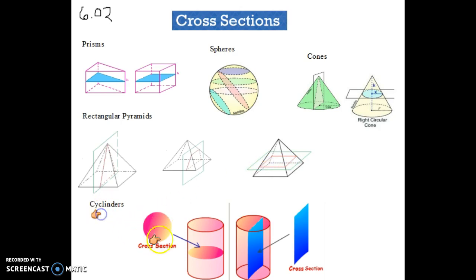For cylinders, if I slice it horizontally, I'm going to get a circle. If I slice it vertically down the center, I'm going to get a rectangle. So depending on how you're slicing it, you can get various shapes.